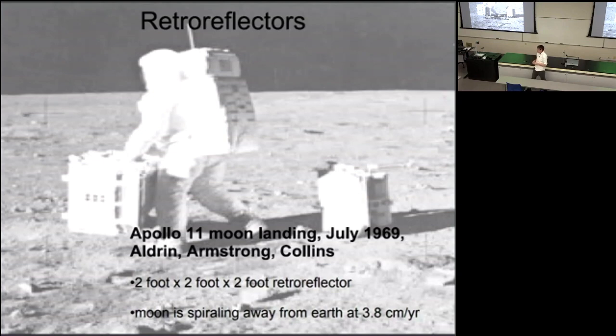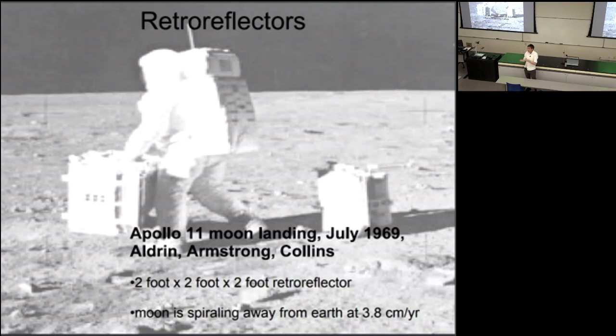The reason they left these retroreflectors on the moon is that from Earth we do shine a laser on these 2 foot by 2 foot by 2 foot reflectors, and the light comes back to the lab where they shone the laser, and they can measure how long it took the light to get from the moon and back again. If they had just left a mirror on the moon, the laser light would just fly off, halfway across the Earth or somewhere else. So they have this fantastic property that they send light back where it came from.